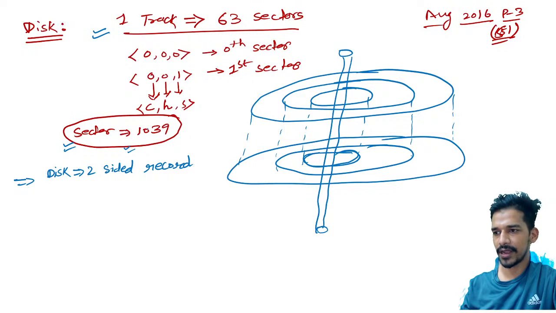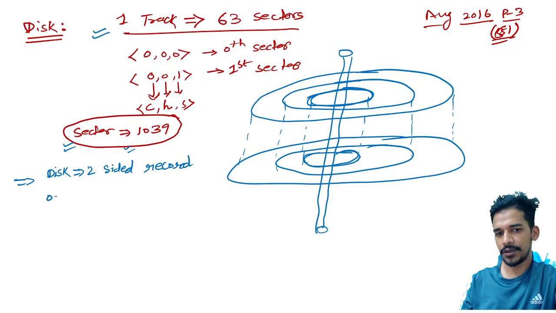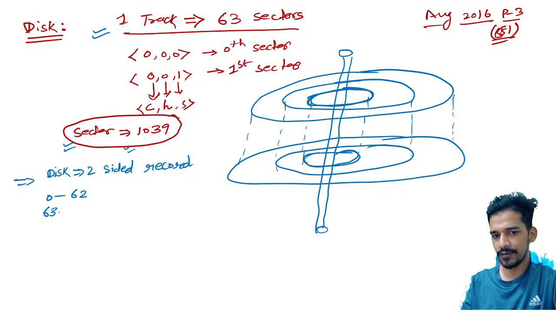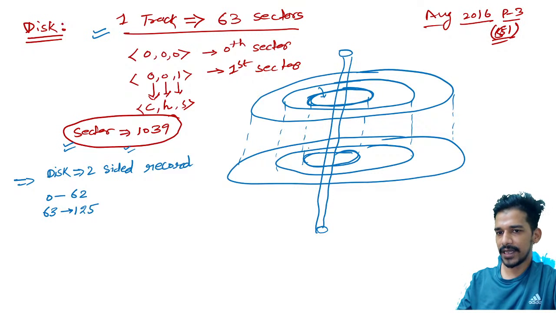Sector 1039. You know that on one track you will have sector number 0 to sector number 62, on the upper surface, and on the down surface also you will have 63 to 125. Every track has 63 sectors, so you will have 63 sectors on the upside and on the downside also. Then you will go to the first track of the second cylinder.